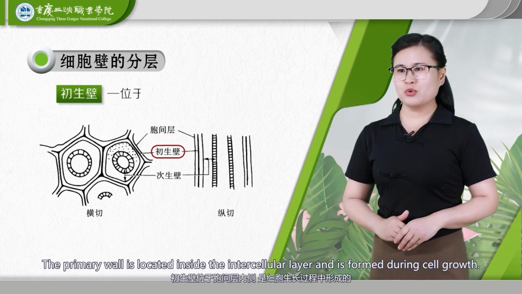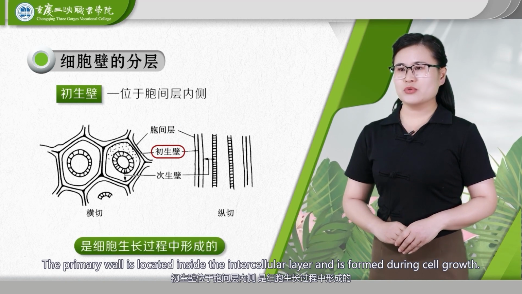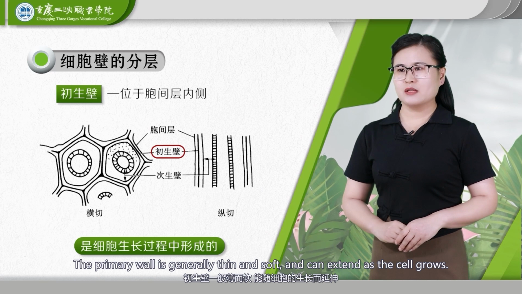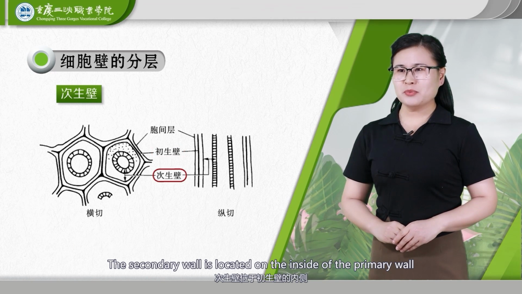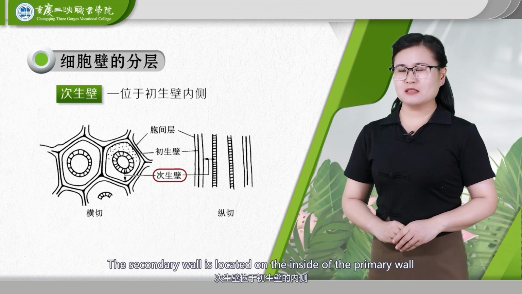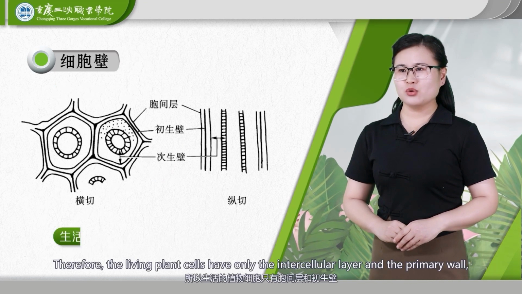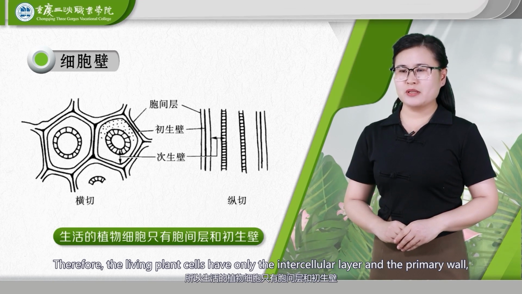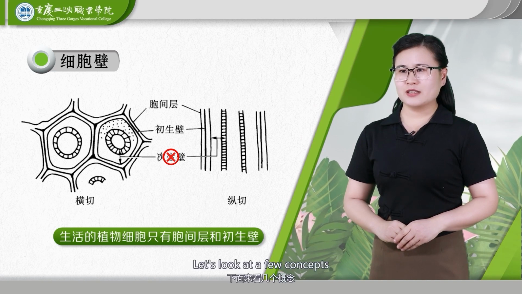The primary wall is located inside the intercellular layer and is formed during cell growth. The primary wall is generally thin and soft and can extend as the cell grows. The secondary wall is located on the inside of the primary wall and is formed after the cell stops growing and enlarging. Therefore, the living plant cells have only the intercellular layer and the primary wall, and there is no secondary wall. Let's look at a few concepts.